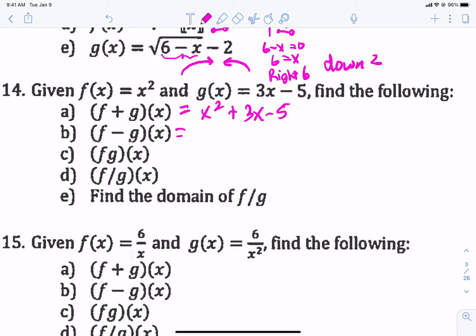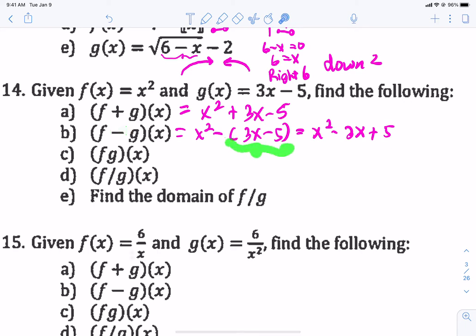Now be careful when you subtract functions. The second piece, always put in parentheses, like whatever you're subtracting, put in parentheses so you remember to distribute that. So that's my main key to remember. If you're subtracting functions, always put the second function in a parenthesis.